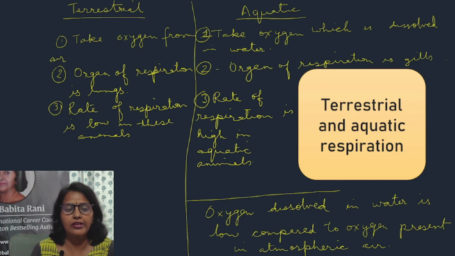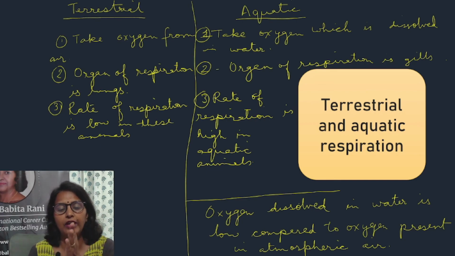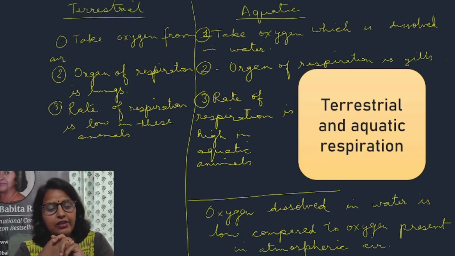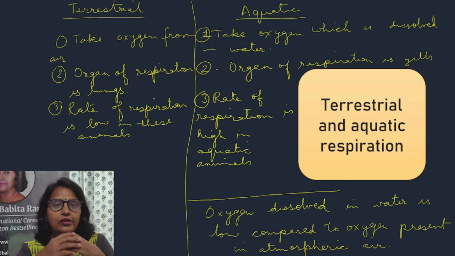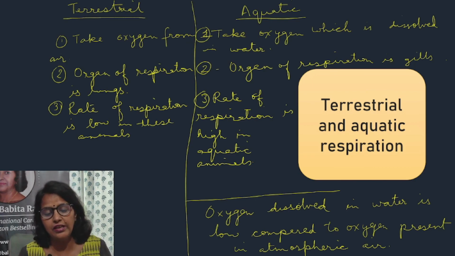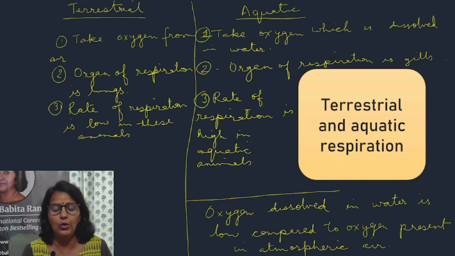They take oxygen from air, and the aquatic organism takes oxygen which is dissolved in water. Organ of respiration in case of terrestrial animals is lungs, whereas organ of respiration is gills in case of aquatic animals. Rate of respiration is low in terrestrial animals, whereas rate of respiration is high in aquatic animals. And why is this rate of respiration high or low? Because oxygen dissolved in water is very low compared to oxygen present in the atmospheric air. So this is all about difference between terrestrial and aquatic animals having respiration.